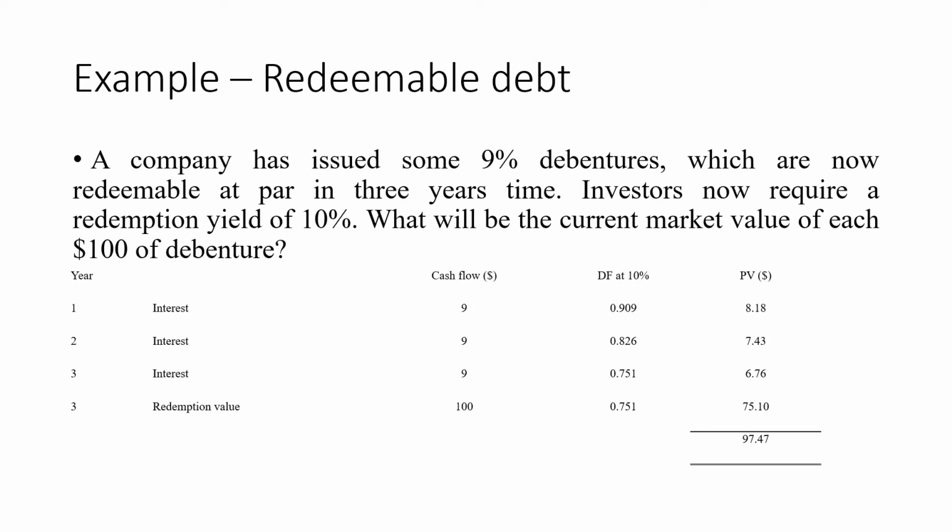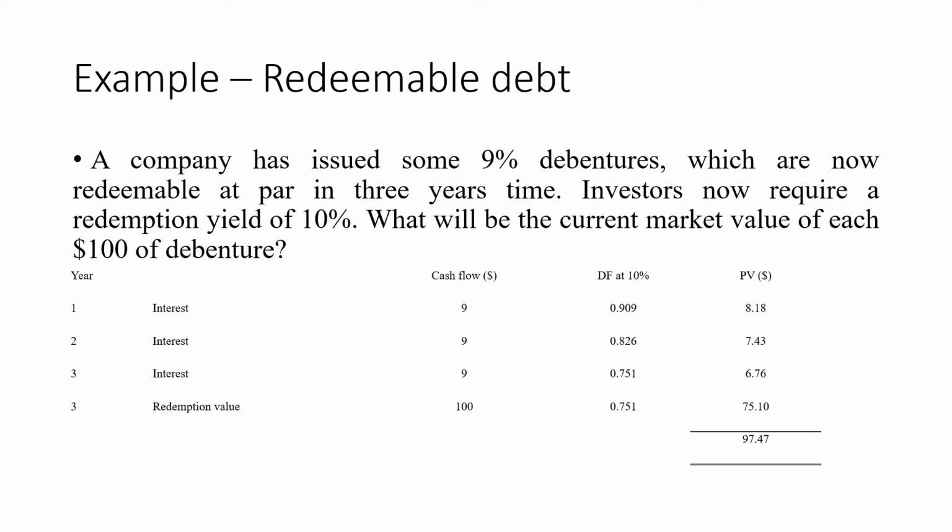For the first year, the cash flow value, that is $9, has a present value of 8.18, because it would be discounted for one period. The second would be discounted for 2 periods, so that would be 7.43, and the third one would be discounted for 3 periods, that is 6.76.